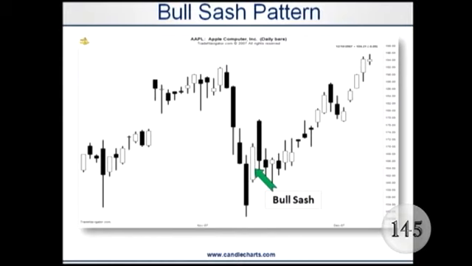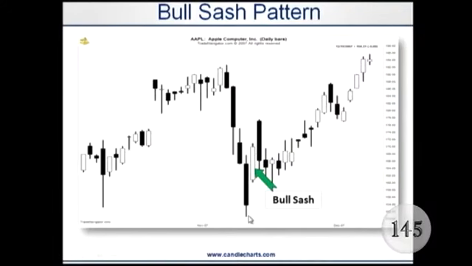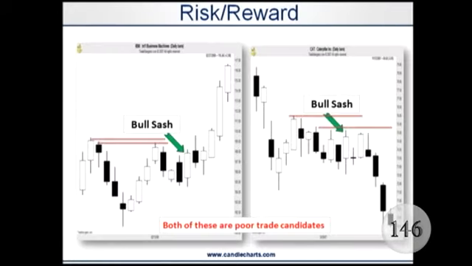And this might have been an okay trade. Yes, because the low of the sash, the bull sash, should be a support area. So if you're buying it here, your risk is all the way down here. See? So this is your risk. The reward would be up here. The potential target would be over here. So it might be an okay risk-reward. Here we have a bull sash pattern, and the trend is not that important with this particular pattern.